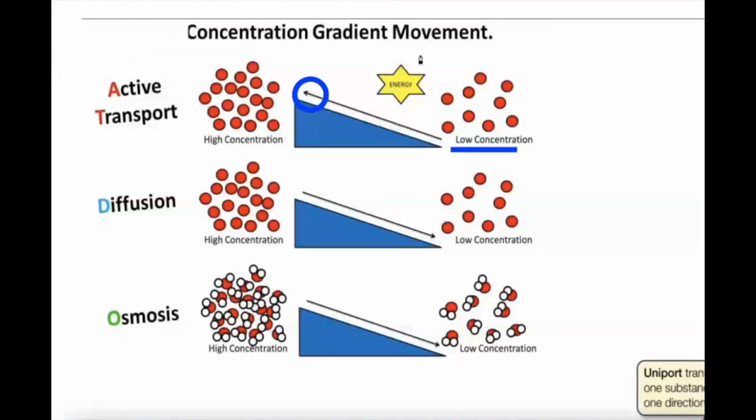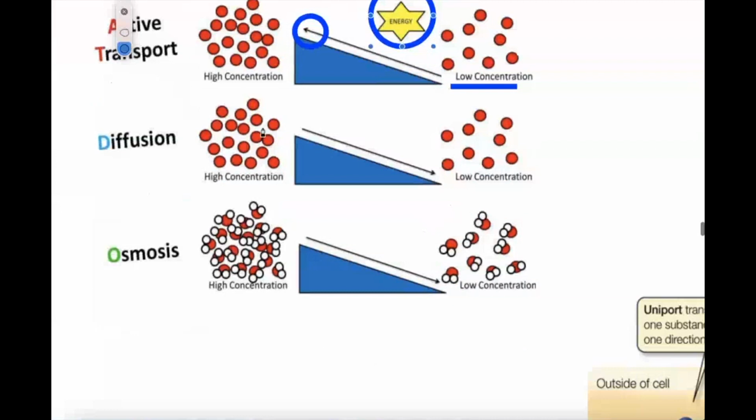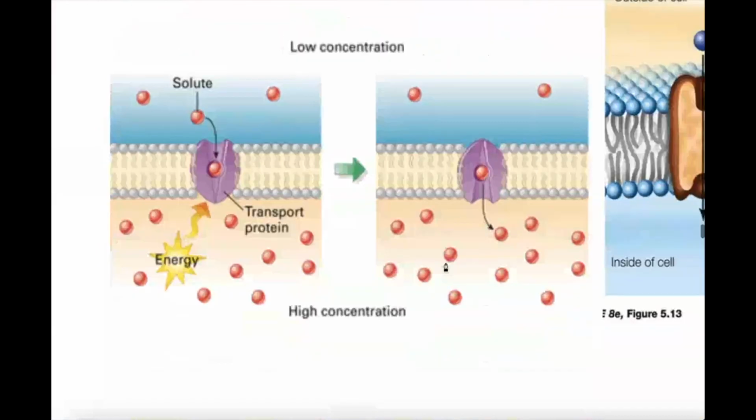Active transport, energy. Yes. This one is from high to low. Diffusion. This is from high to low, but these are water molecules, so the process is osmosis. Osmosis. Very good. What is this picture?